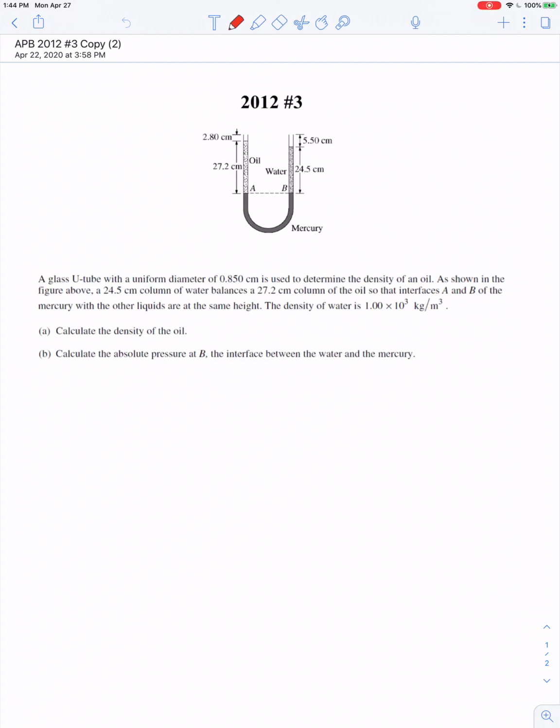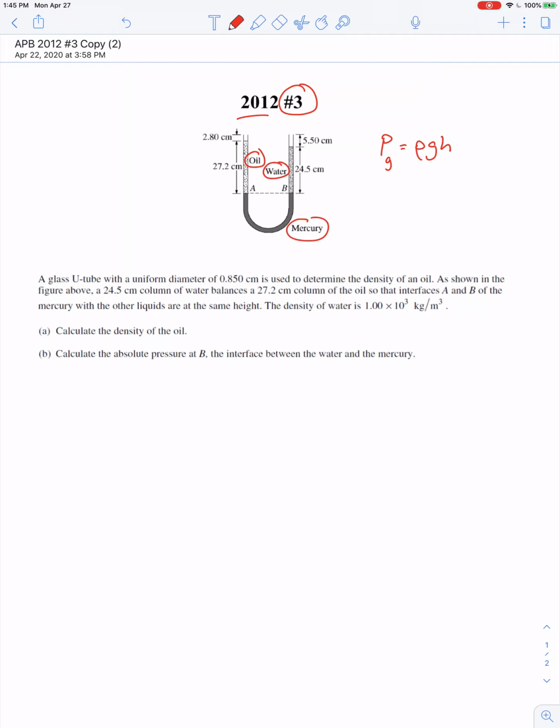Here's a review problem on fluid statics from the AP Level B exam from the year 2012. This is problem number 3, and this problem has to do with the equation that says gauge pressure is a function of depth for fluids at rest. Gauge pressure is equal to density times gravity times height, and so we're shown a tube that's filled with 3 liquids: oil, mercury, and water.